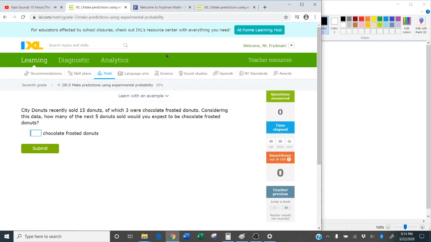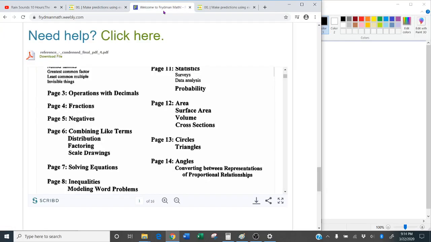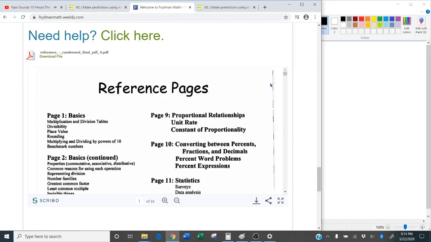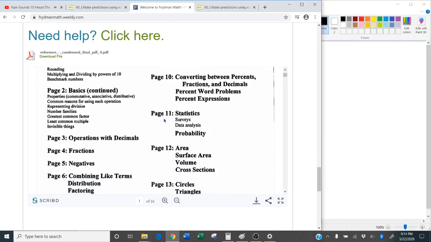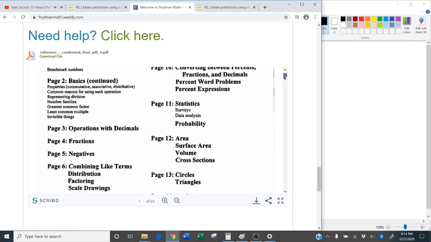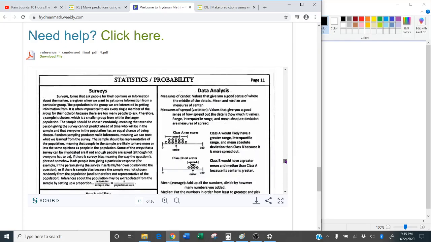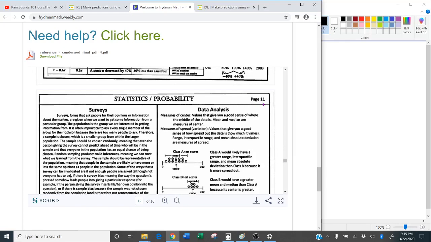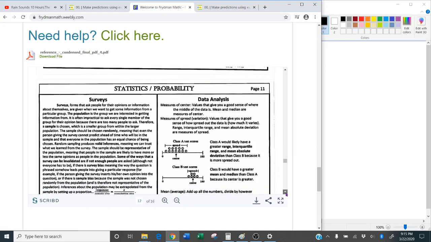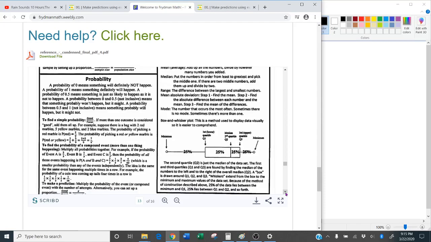Okay, before we do that, as always, let's check out the reference pages. Here are the reference pages, and probability is on page 11. So I will scroll down to page 11 here. It says over here, page 11. And we already talked about what a probability is if you watched the last video.